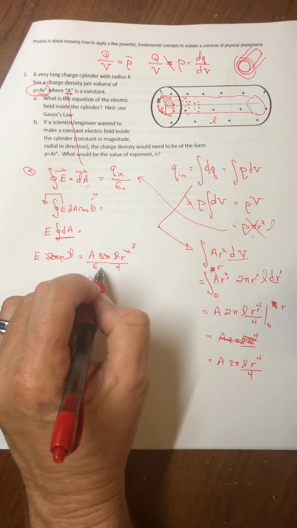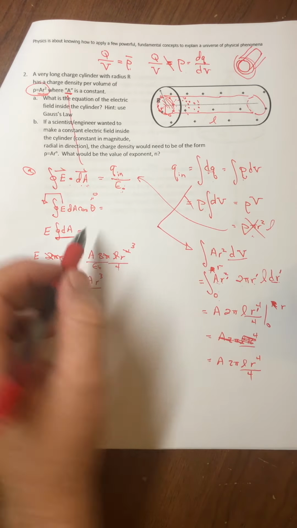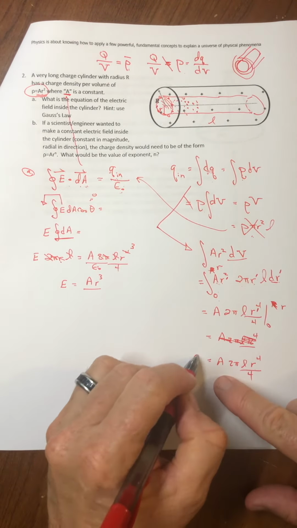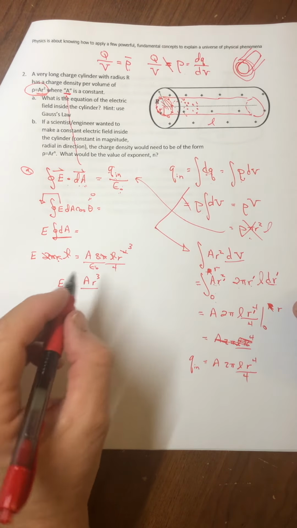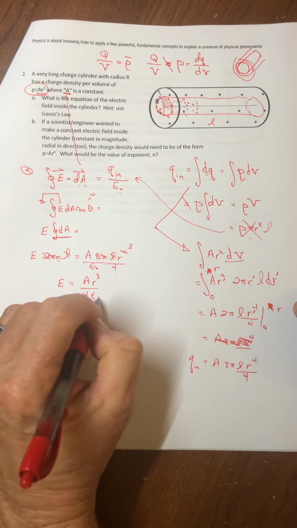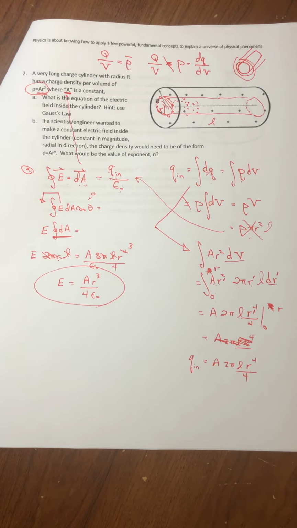And let me not forget to do the epsilon naught down here, because this is what I solved over here, was just the charge inside. All right, and then I have the 4 epsilon naught. And so there should be the value of the electric field somewhere within there.